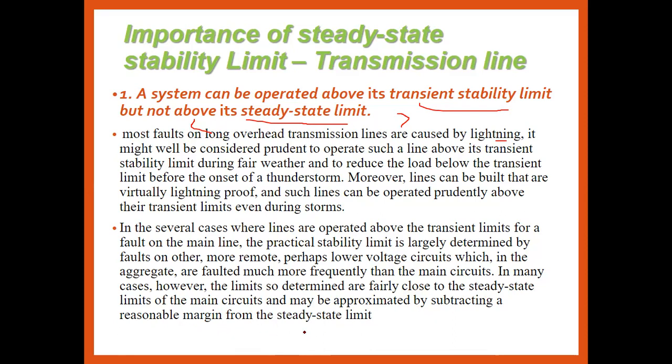So basically, whenever the system is operated above the transient limit and below the steady state limit, to overcome overhead transmission line faults like lightning or thunderstorms and many more, that consideration should be taken while defining the stability of the concerned power system.